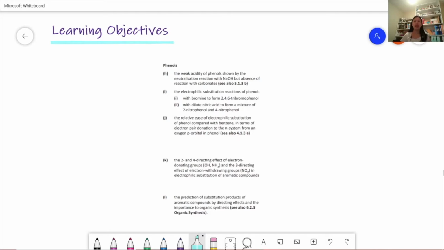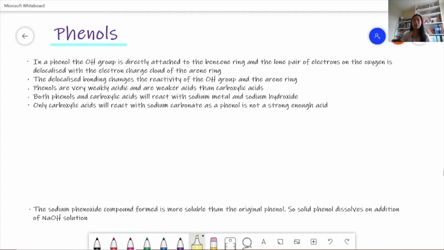We're then going to look at the relative ease of electrophilic substitution of phenol compared with benzene in terms of electron pair donation to the pi system from an oxygen p orbital in phenol. Then we're going to look at the 2,4 directing effect of electron donating groups and the 3 directing effect of electron withdrawing groups in electrophilic substitution of aromatic compounds. And finally, we're going to look at the prediction of substitution products of aromatic compounds by directing effects and the importance to organic systems. So now we're going to talk a bit about phenols.